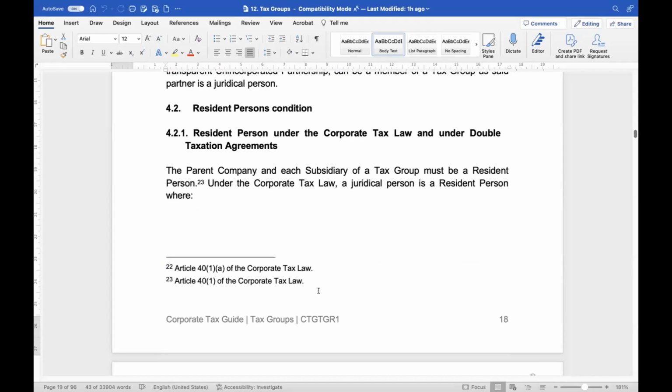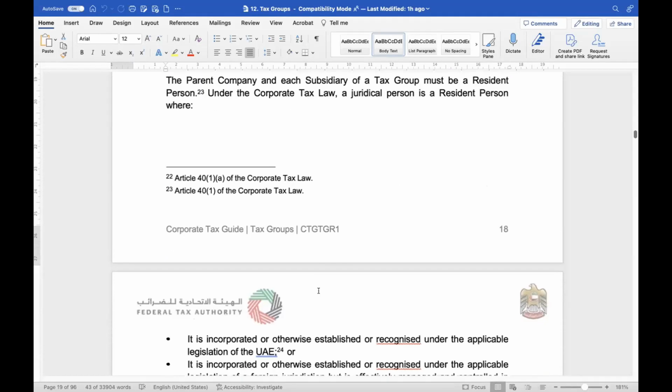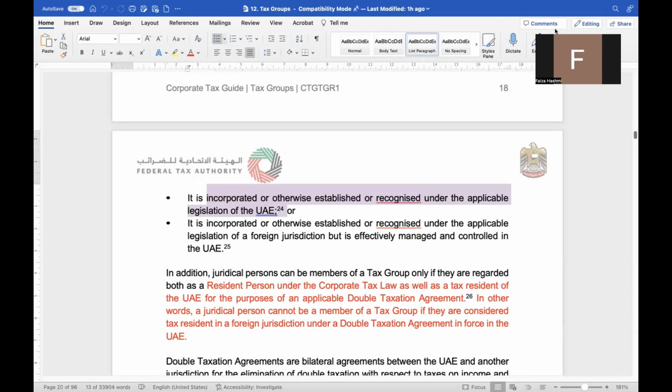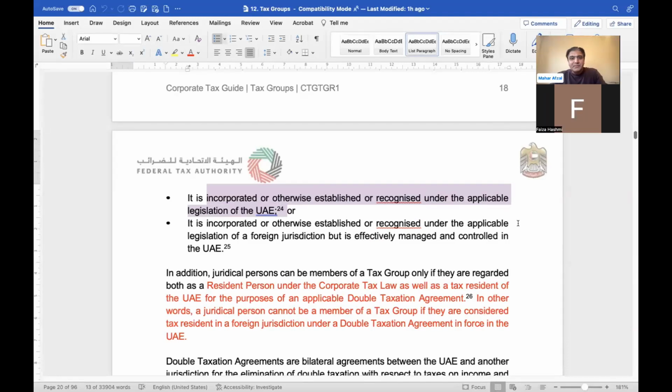So, resident person: we have already discussed the resident person conditions. A resident juridical person is incorporated, or otherwise established or recognized under the applicable legislation of the UAE, or established under the applicable legislation of a foreign jurisdiction. These are the same two conditions that we already discussed: registered within the UAE, or registered outside the UAE but controlled and managed from the UAE. So it will fall under the resident juridical person.